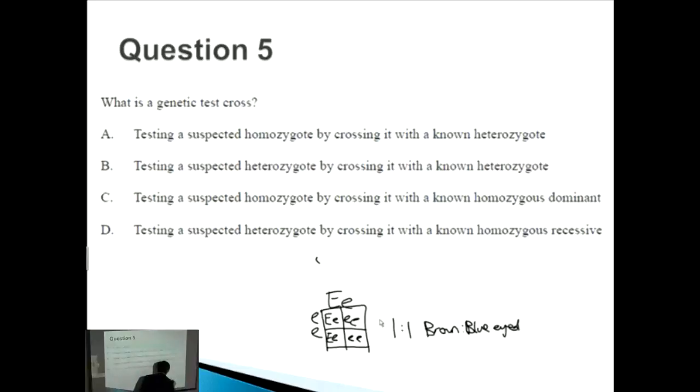Okay, so in that case, we know that we're testing a suspected heterozygote, so not a homozygote. Let's get rid of A and C, by crossing it with a known homozygous recessive. The answer is D.